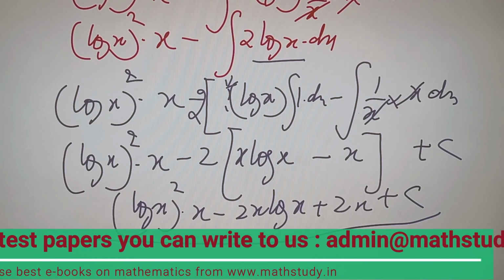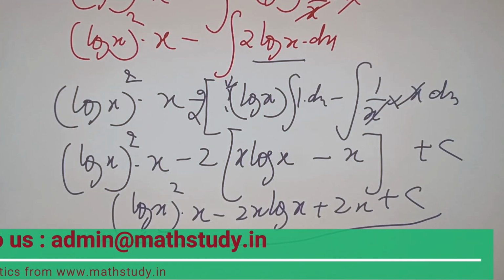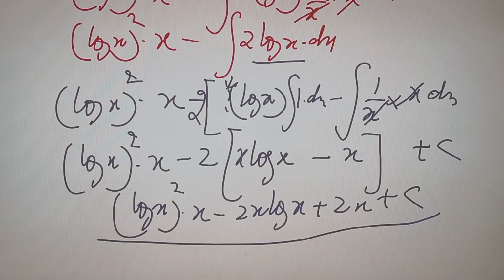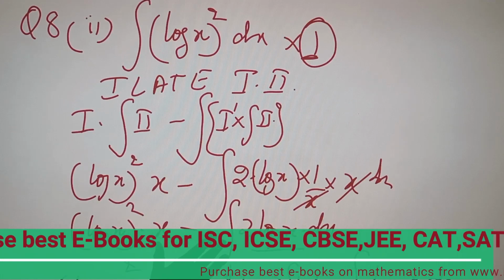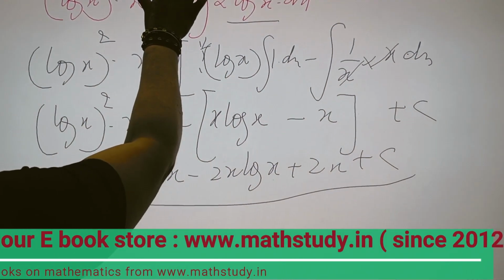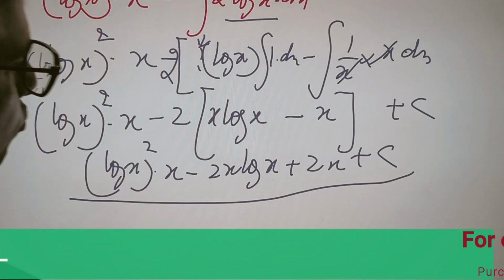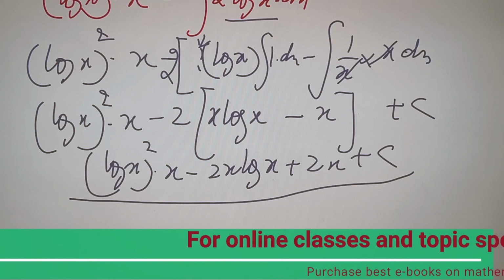Whenever you get a logarithmic function or an inverse trigonometric function, you have to use 1 so that you can use the log or inverse function as the first function. So in this manner we were able to integrate our (log x)² function. So this is our final answer, that is (log x)² into x minus 2x log x plus 2x plus c. So I hope question number 8 part 2 is clear now.